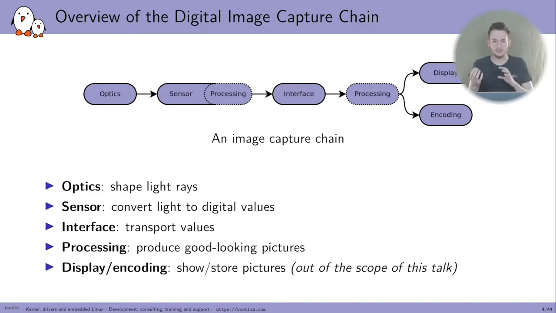And we have some processing that can happen on the sensor or on the more complex system like the system on a chip, which is in charge of converting the raw information received from the sensor into an actual picture that looks good and makes sense for us to see. When we have this good looking picture, we can then send it to a display to be seen in real time, so something like a preview. Or it can be encoded to something like a JPEG for a still image or into some video codec like VP8 or H.264 to produce a video. During this talk, we're not going to talk about the display and encoding parts so much, but we're going to focus especially on the interface and the processing steps.